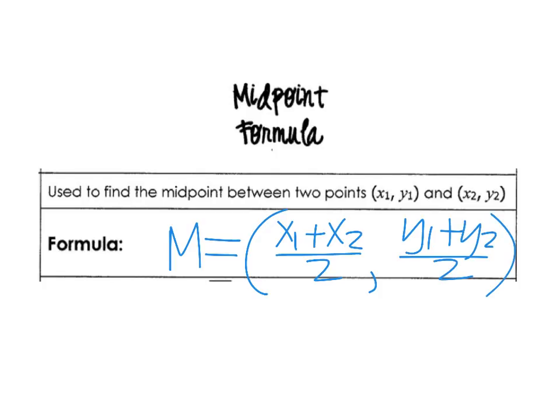Basically, what you're doing is you're finding the average of the x values and the average of the y values, because we're adding the x values together, dividing by 2. When you're finding the average of something, you add them together and divide by the number of items you have. So we're adding the x's together, divided by 2. We're finding the average of the x's and the average of the y's, and our final answer is always going to be an ordered pair, x comma y.